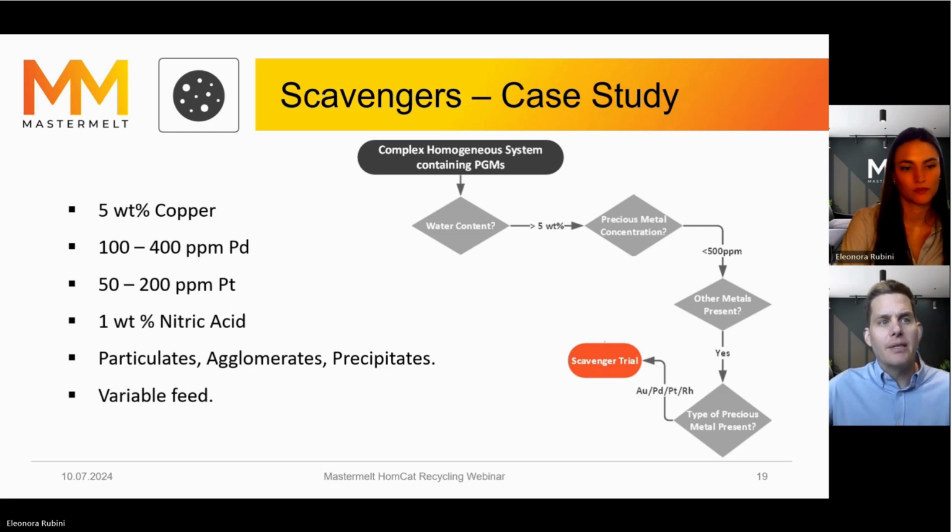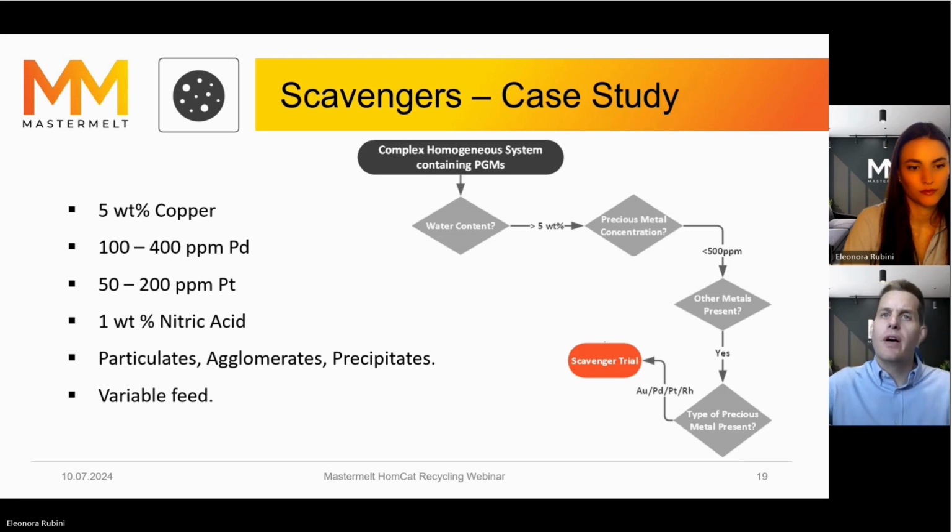So from batch to batch, you might see higher levels of the palladium and lower of the platinum, or vice versa, slightly more copper, and there might be more particulate in one than the other. So we really had to look at this at the broad spectrum and then really have open eyes in how we're going to process from batch to batch.